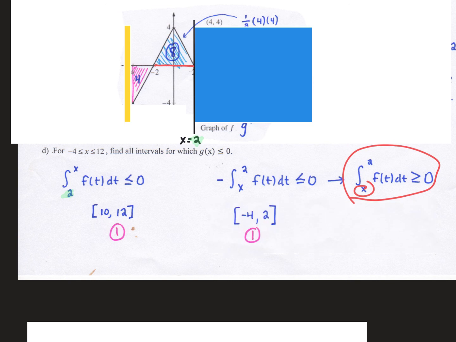So any x value between -4 and 2 inclusively that I substitute in here for this lower limit will generate a positive area for me. So that is my second interval. So you get a point for this interval. They must be encased in brackets because we're including those endpoints. And the second interval is from -2 to 2.